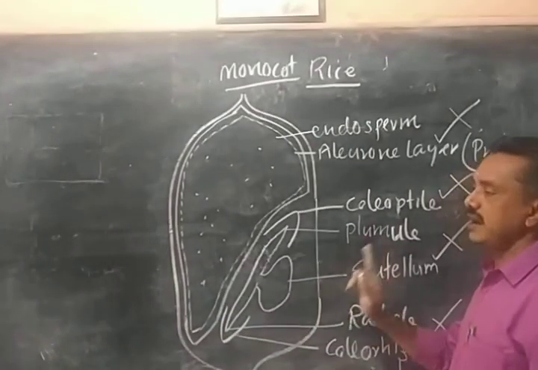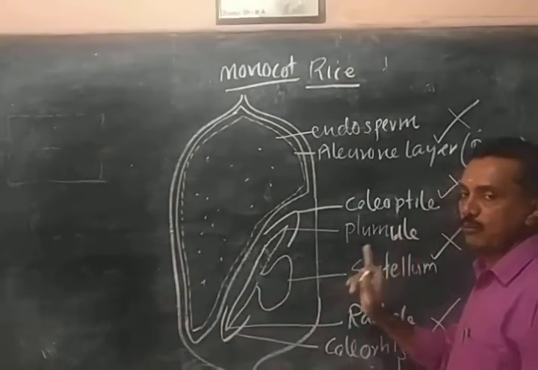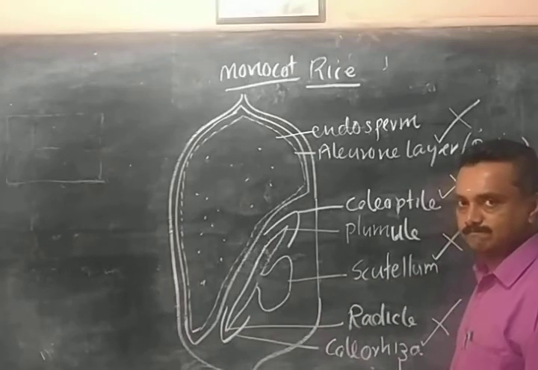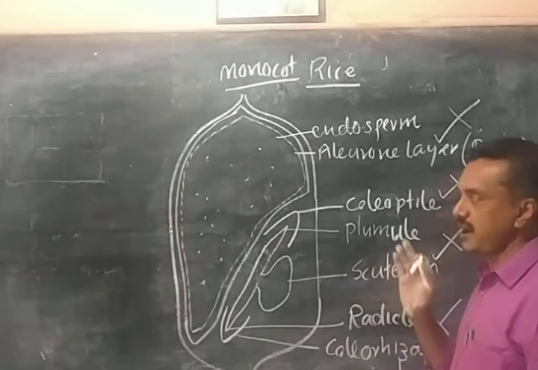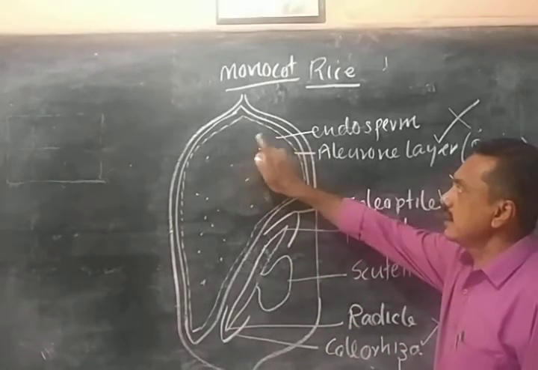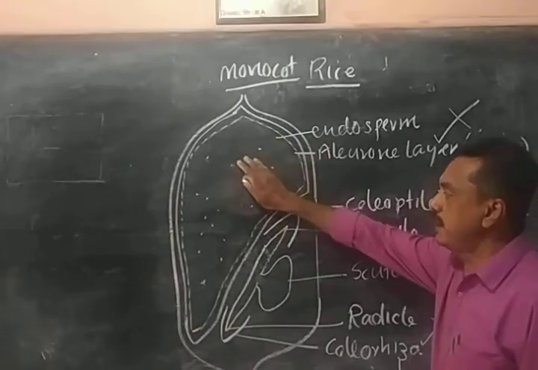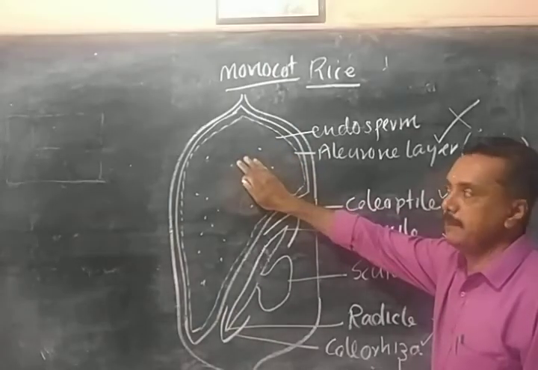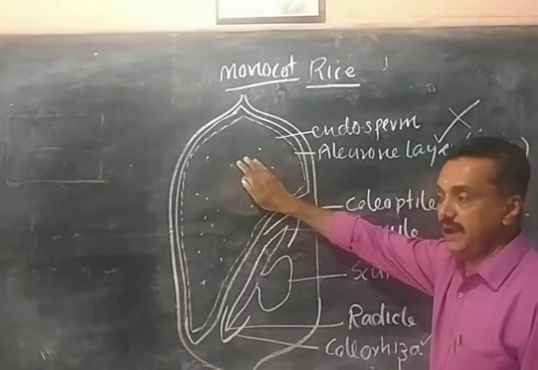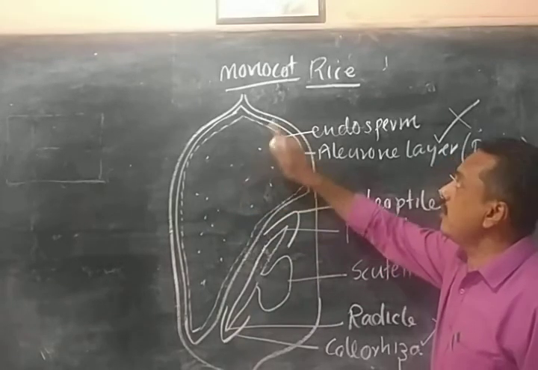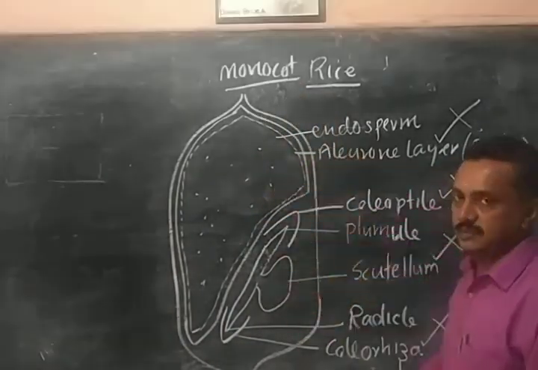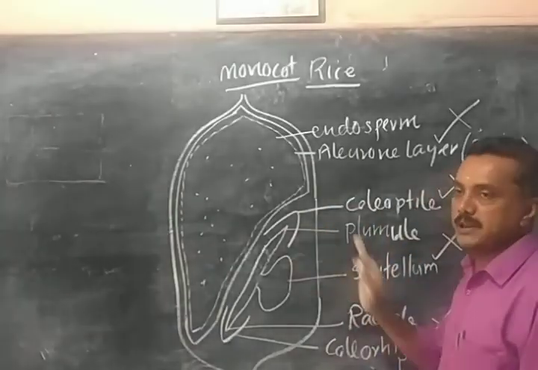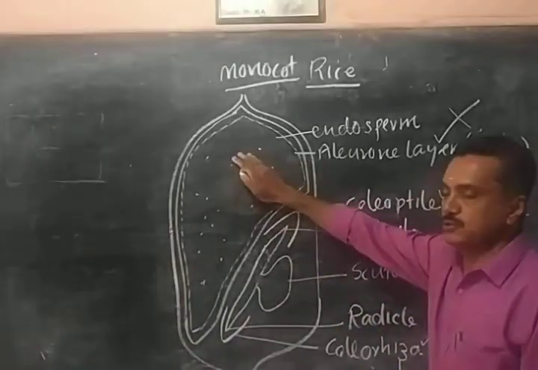So this is the diagram of the monocot seed or monocot embryo. Dicot and monocot embryos are different. So there is the protein layer, and this is the endosperm. The major part is occupied by the endosperm. In monocot seeds, endosperm is present, and storage food is present in the endosperm.